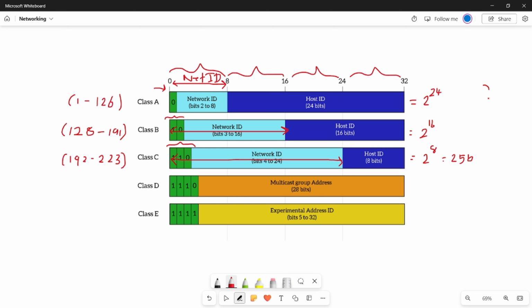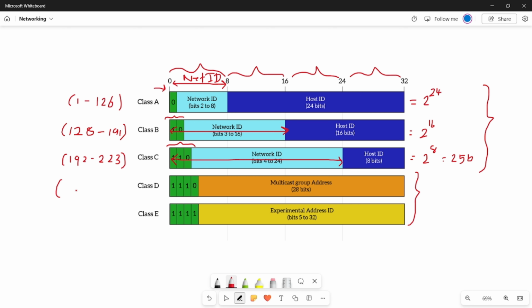So these 3 are the main classes of IP addresses that we use for our networking purposes, and the other 2 are dedicated for experimental purposes, class E, and multicast group addressing, class D. So class D and E addresses we don't use for our networking purposes. We only use class A, B and C IP addresses. For more information, I will say what the ranges of class D and class E IP addresses are.